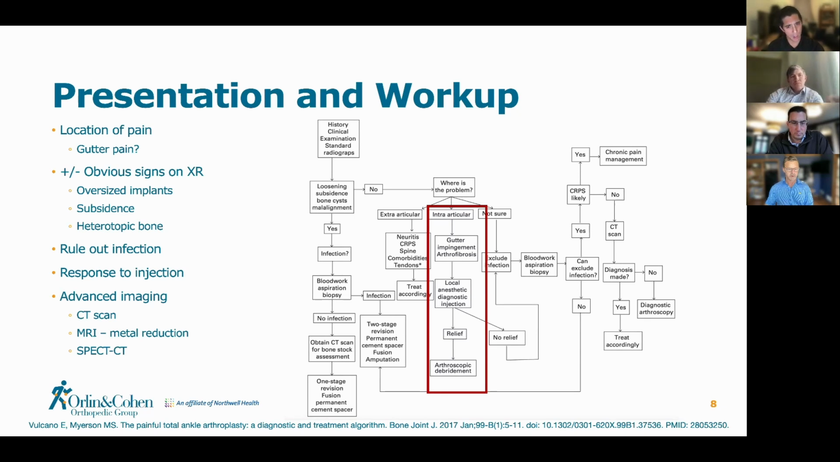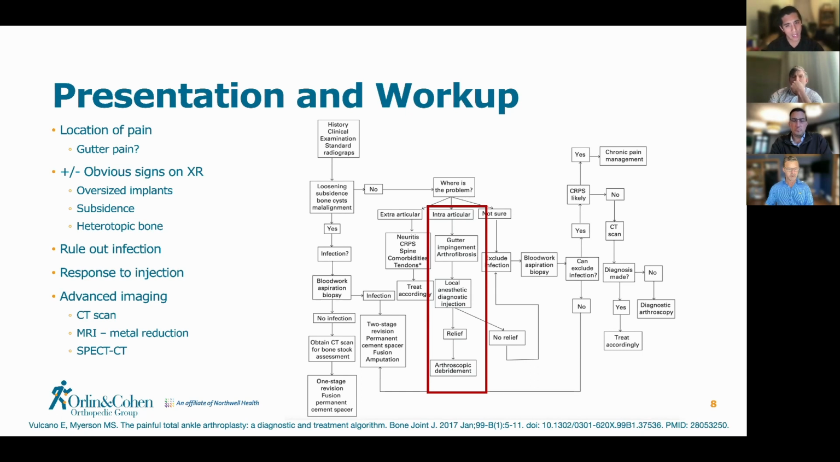This can be difficult given the small footprint of the ankle and how close everything is. But if they're pointing at their gutter and you're suspecting gutter impingement, then that's a relatively concrete first sign. You can look at obvious signs on X-ray, such as oversized implants, subsidence, heterotopic bone. Of course, one always has to rule out infection.